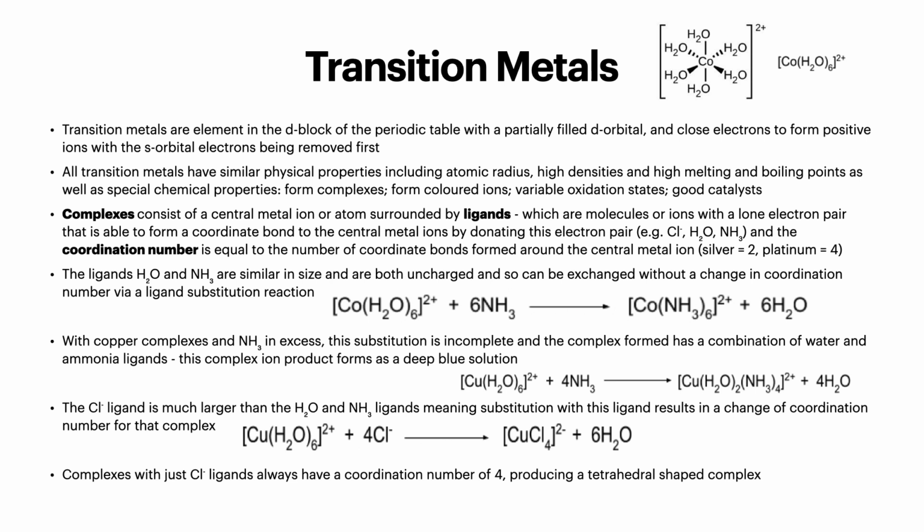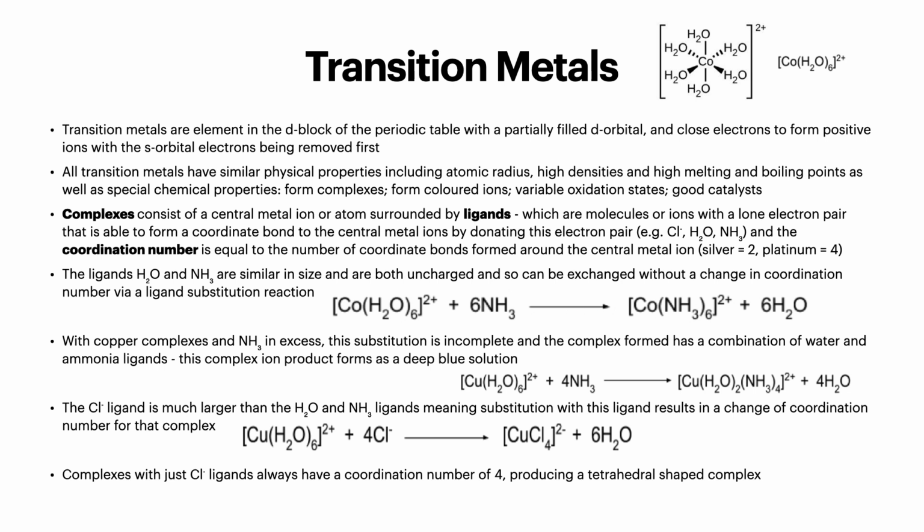All transition metals have similar physical properties, including atomic radius, high densities, and high melting and boiling points, as well as special chemical properties. So this includes forming complexes, forming coloured ions, variable oxidation states, and good catalysts, which we will continue to discuss.